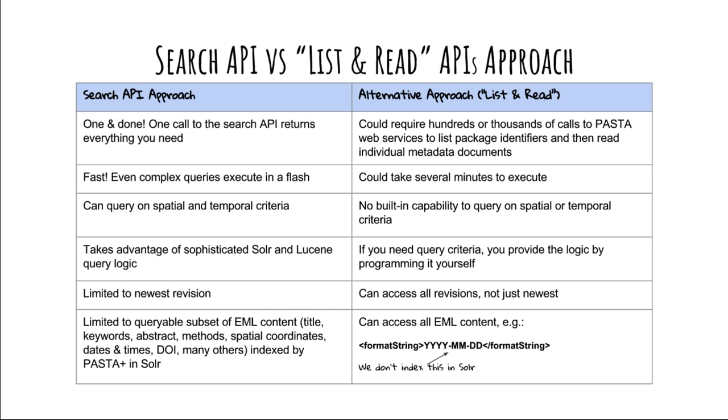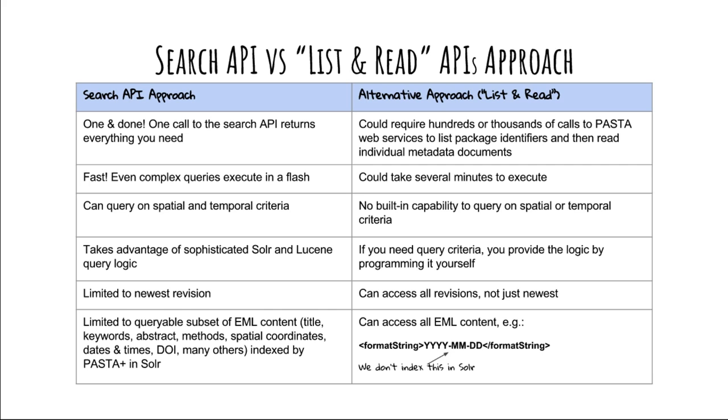With the alternative approach, the list and read methods, it could require hundreds or even thousands of individual calls to PASTA web services to pull in all of the identifiers you need and then read those individual metadata documents. This could take several minutes to execute. There's no built-in capability to query on spatial or temporal criteria. You'd have to program that logic yourself. In fact, any query criteria is not built in. You have to provide that logic by programming it yourself.